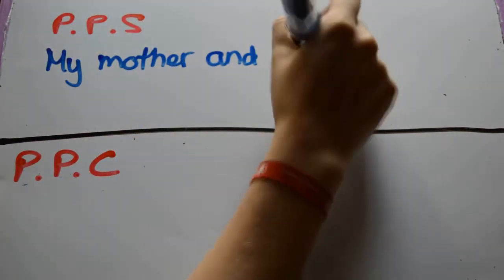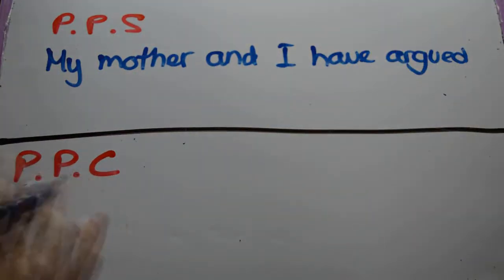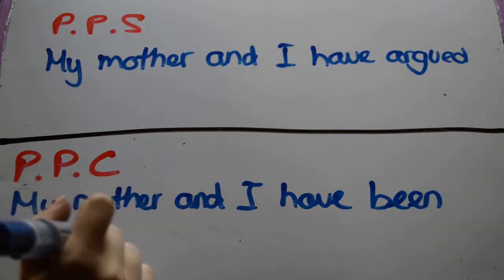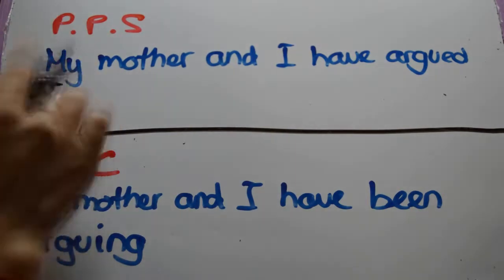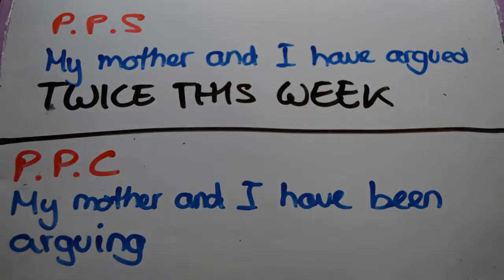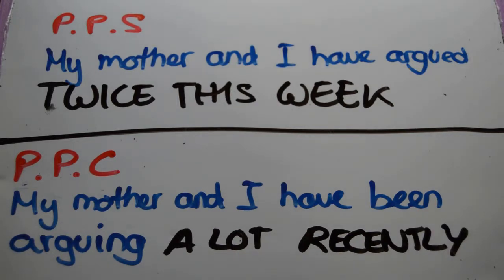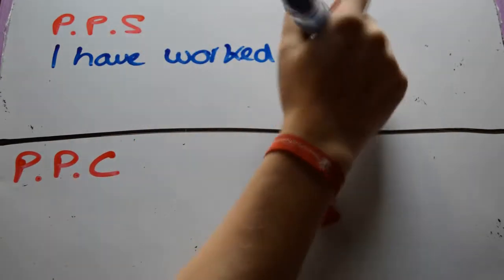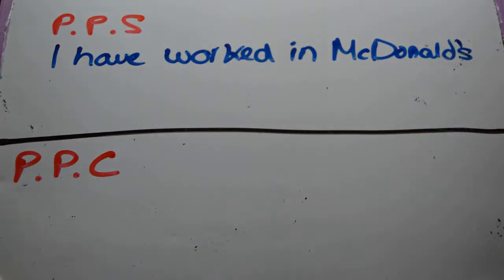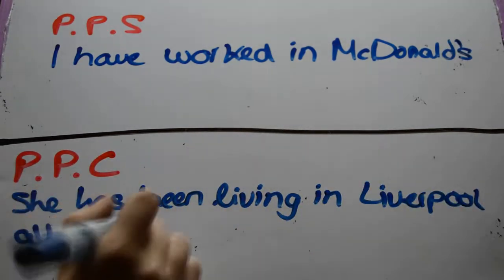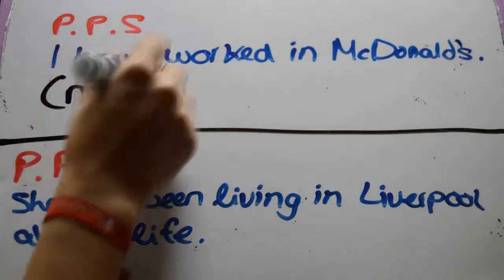Let's see some examples. In the first example, the speaker has argued with her mother a specific amount of times. In the second one, it has happened repeatedly in a recent period of time. We use present perfect simple for an action that happened in the past and is already finished. We use present perfect continuous for something that started in the past and continues up to the present.